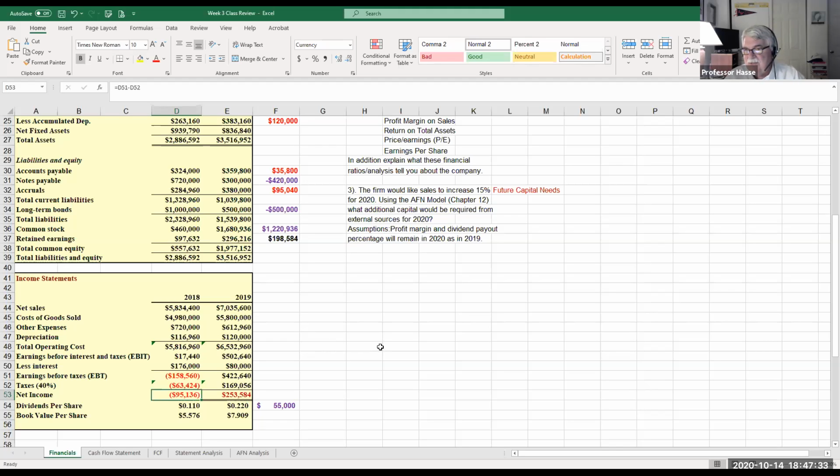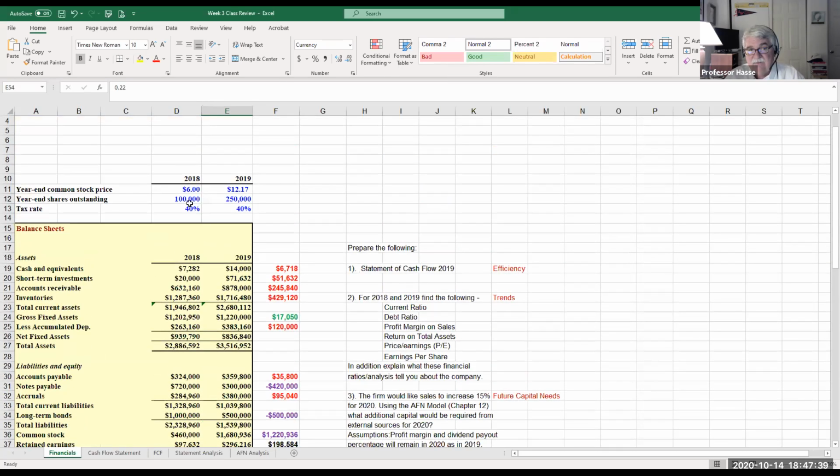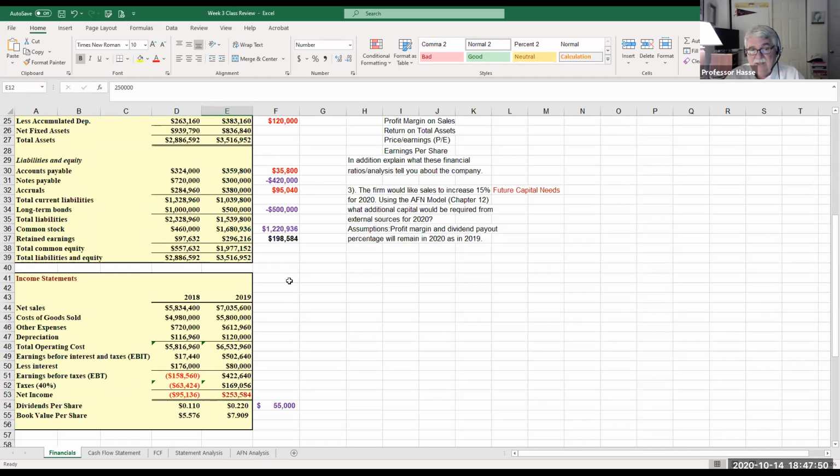Look at in 2019, they doubled the dividend to 22 cents a share. Plus, they added 150,000 shareholders in 2019. Now they have 250,000 shareholders because they issued some stock. So they had to pay $55,000 in a dividend.